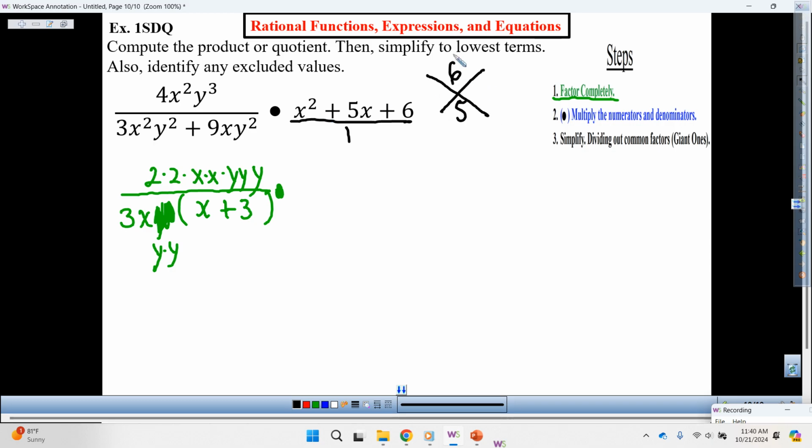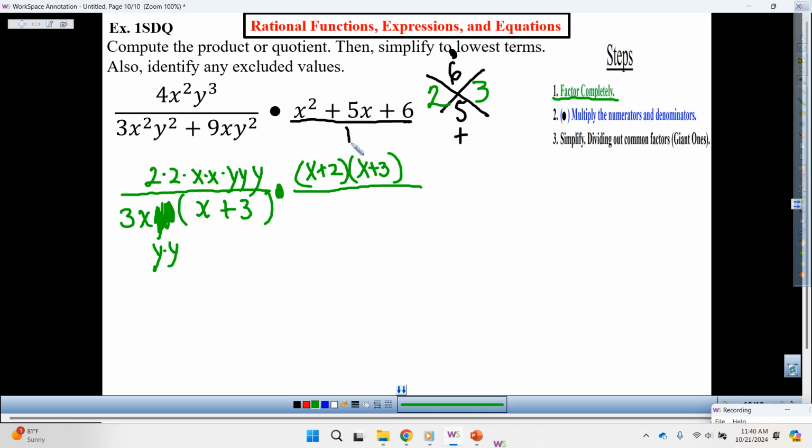6 and 5. Factors of 6 that add up to 5. Tell your neighbor the factors of 6 that add up to 5. Everyone? 2 and 3 or 3 and 2. I'm going to write 2 and 3 because it looks really nice. X plus 2, x plus 3.